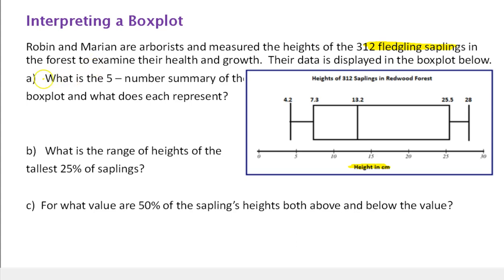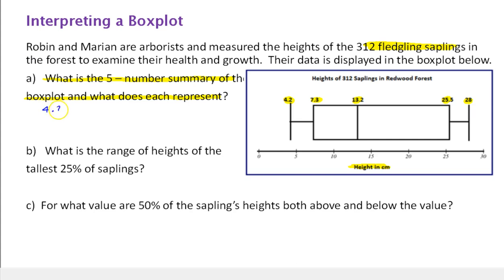So first we're asked, what is the 5-number summary of the box plot and what does each represent? So the 5-number summary corresponds to these 5 numbers that are labeled here. And they're labeled because some of them are decimal values, and it's hard to read them exactly from the horizontal axis, but notice this is 4.2, 7.3, etc. So let's write this list. We list the 5-number summary from smallest to largest.